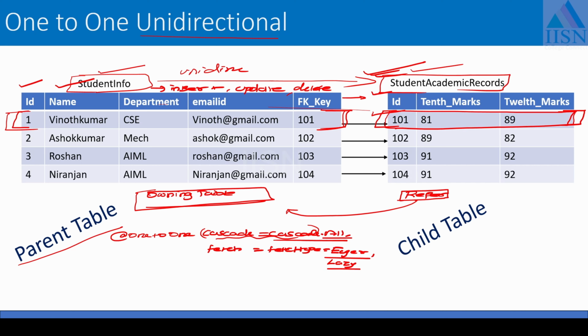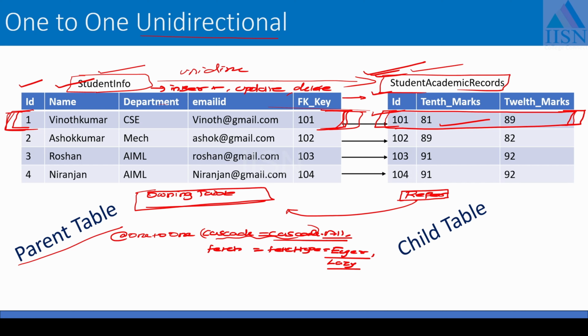Eager means when you retrieve the student info record, the relevant record on the child table is also executed, and then it's ready to show the data. But lazy means first you retrieve the parent table record, and until you call the student academic records, it is not going to retrieve any data from the database. That is what lazy is all about.